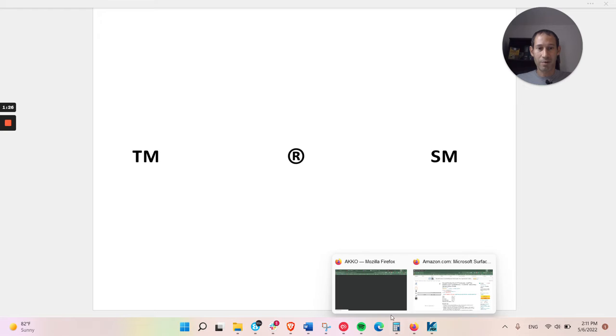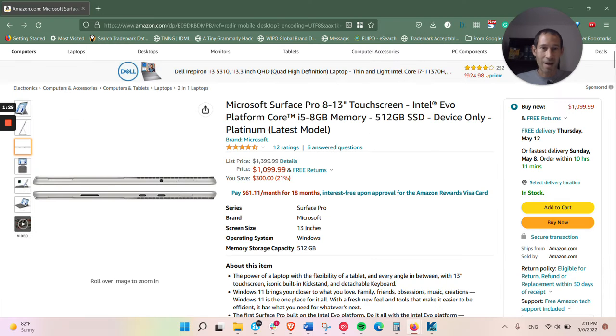And just to give you an example, if you're looking at an Amazon listing here, for Intel, they listed it right there. But then for this Evo Platform Core, they just used the TM. And when I did a search for Evo Platform Core, they do not have a registered trademark for that. They do, of course, have Intel is registered.